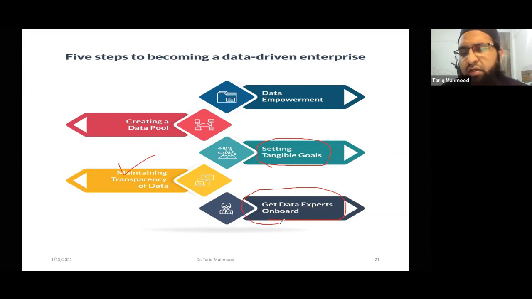That's something which is really, nowadays in our Pakistan, the trend is that people are starting to hire data scientists. We have BI teams, we have data scientists, etc., etc.